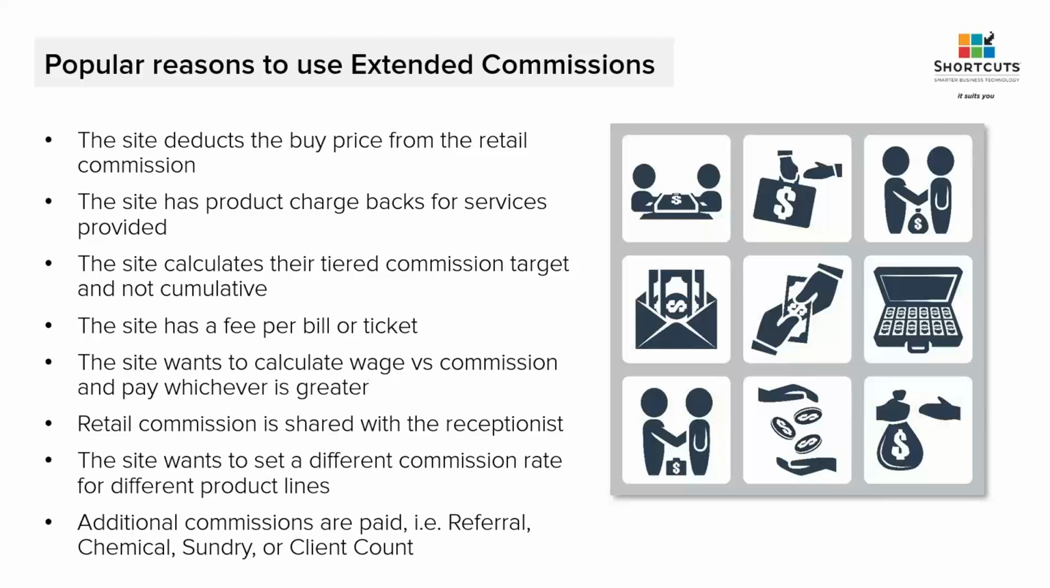Also, if you have a target that you want to hit. Remember, the default that Shortcuts runs for its commissions is cumulative. So it's that 55% plus the 50 plus the 45. If instead your business would want to reward your staff by giving them their target percentage, their target commission, you can actually configure that in the extended commissions.